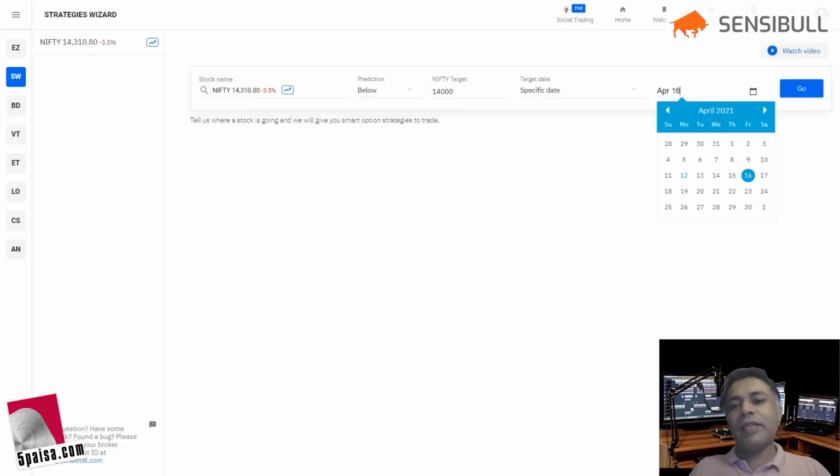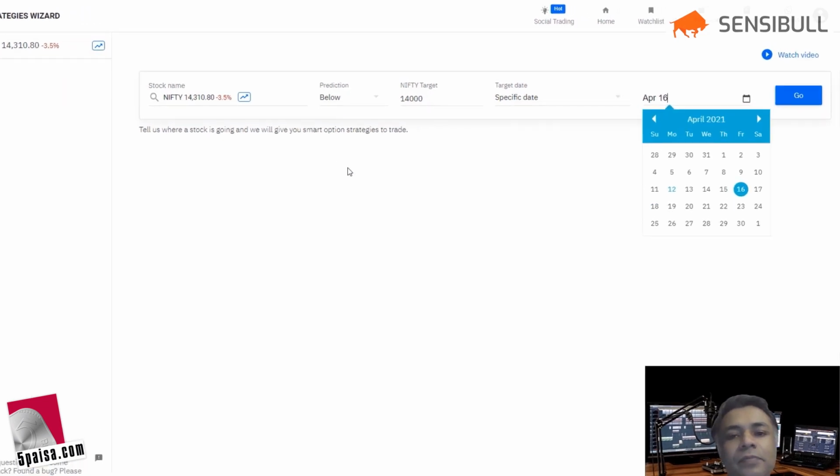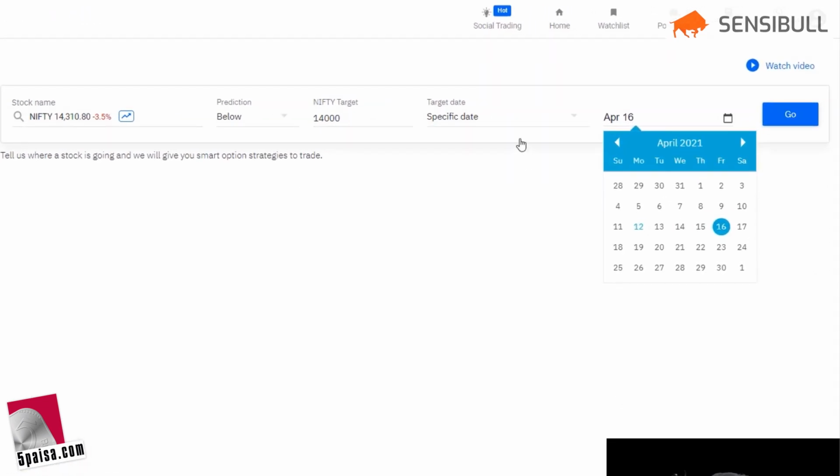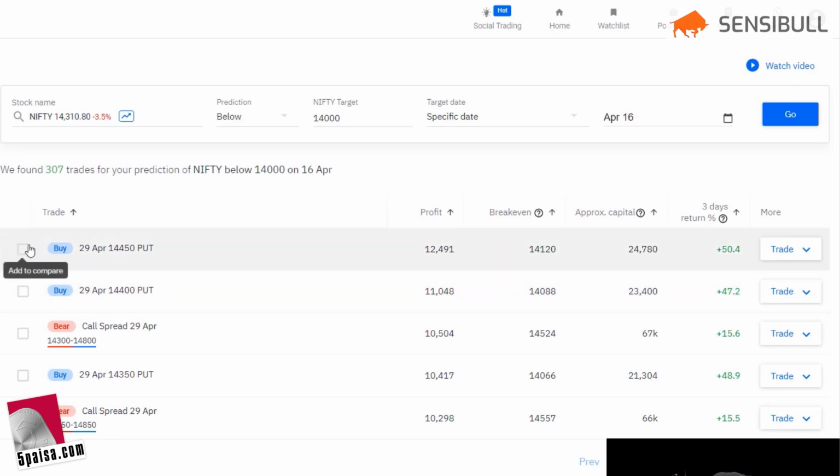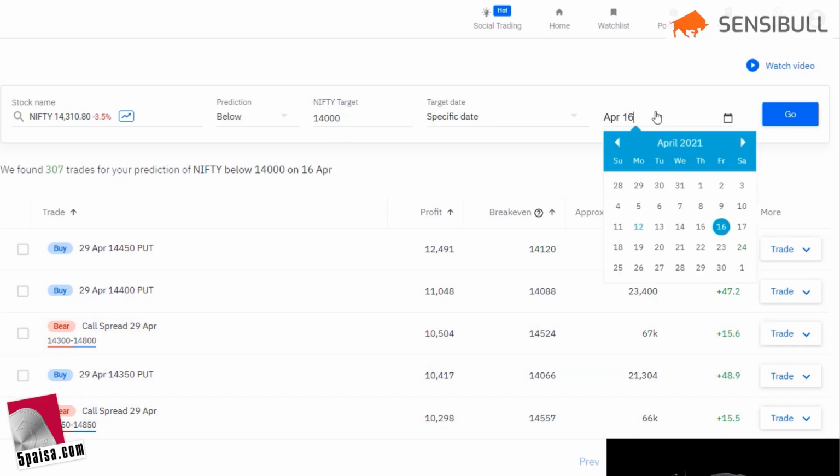This is the most optimized trade which you'll get from Strategy Wizard. And okay, let's see how it goes. I'm going to click go. As usual, there's a demo video here, you can look at it, but let's just hit the go button and see what it throws. So now you can see that the first best trade to do, because it's such a big target, right, is the 14,450 put. This is also a put option. Third best trade to do is to sell a call spread, and the fourth best is to buy a put.